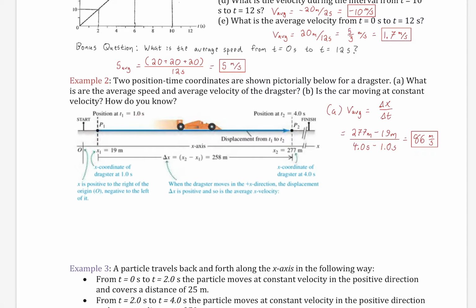Well, it's interesting that our point 1 isn't at a time of 0. That's good to take note of. You've got to pay attention to the diagram. And then that gives us an average velocity of 86 meters per second.